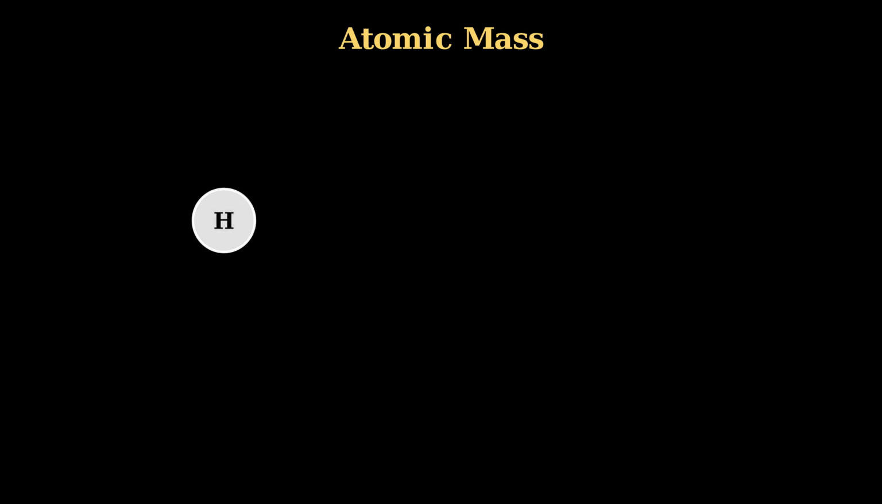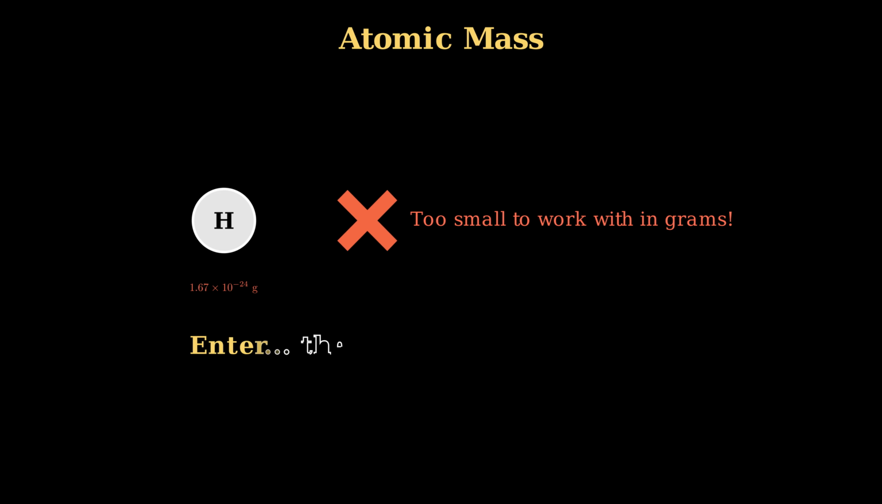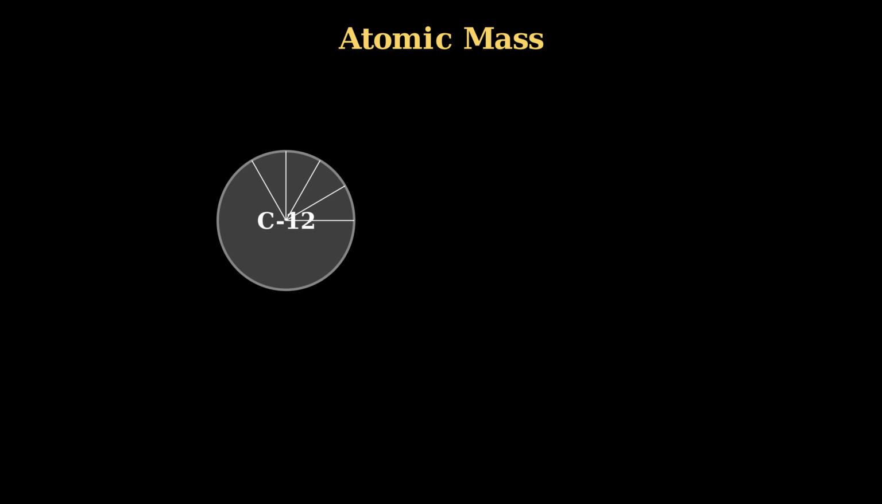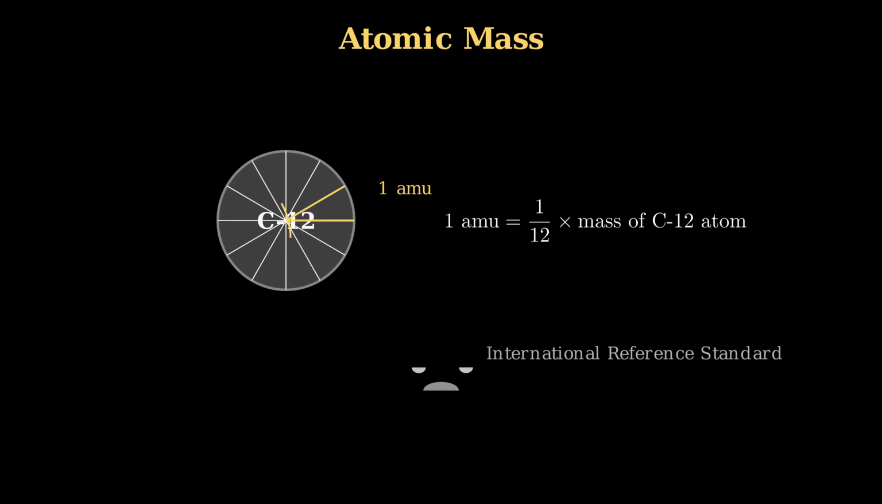Atoms are so tiny that measuring their mass in grams gives us impossibly small numbers like 1 times 10 to the power minus 24 grams. That's not practical. So chemists invented a better unit. One atomic mass unit, or AMU, is defined as exactly 1/12 the mass of one carbon-12 atom. Carbon-12 was chosen as the international reference standard.